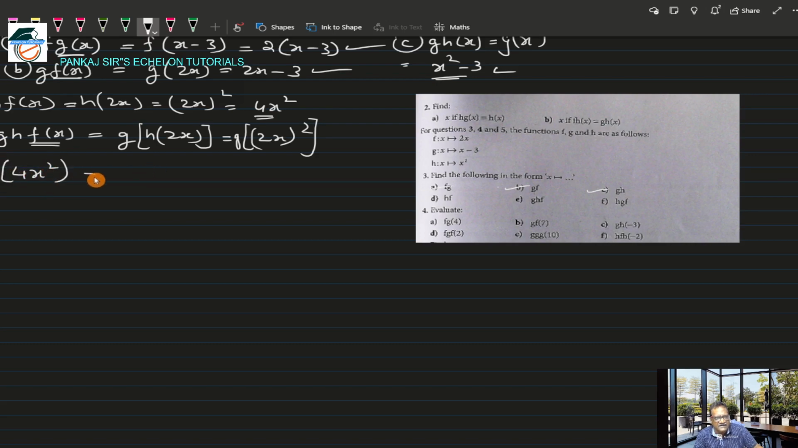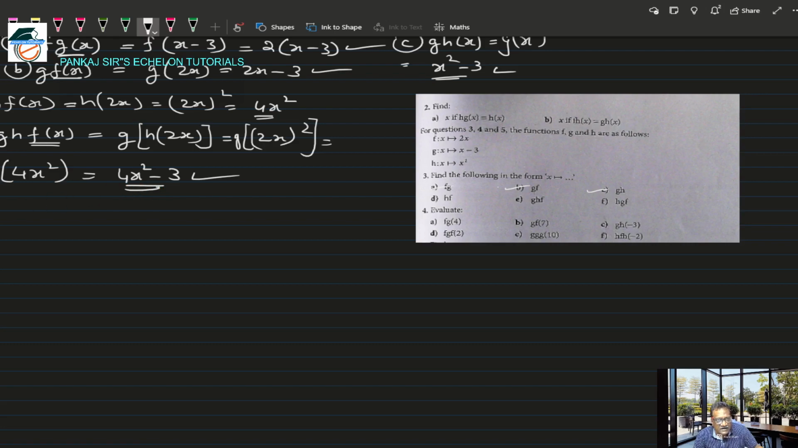This you have to find out. This 2 square will be 4 and x square, so 4x square. Now G of 4x square will be what? Now what is our G of X? G of X function is x minus 3. So in place of x, I'm going to put 4x square and then minus 3. This has to be the answer for my E.